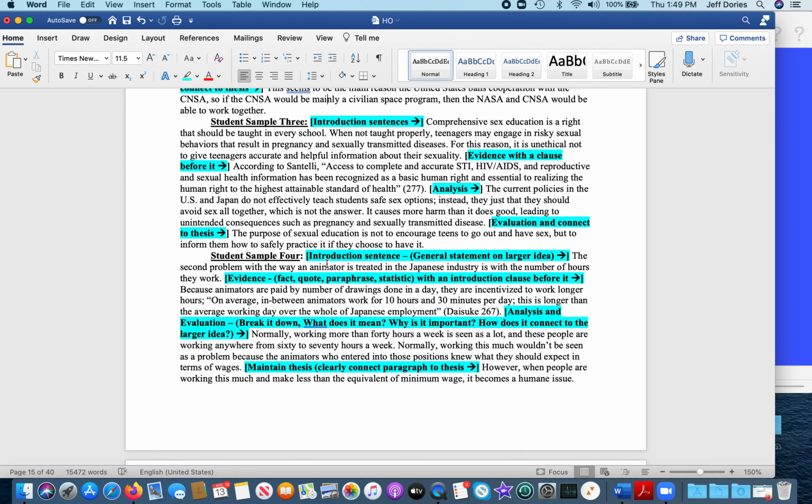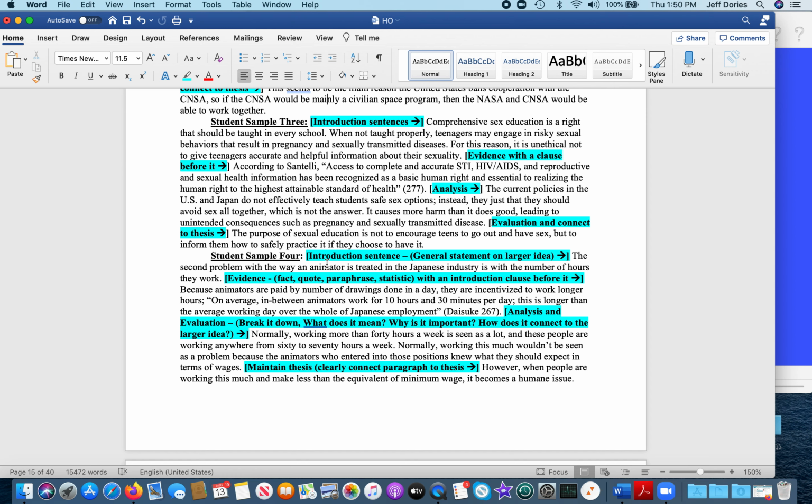Okay, now evidence. According to Centelli, so that's the clause or phrase leading into the evidence, and that's enough. You could just do something as simple as that. It doesn't need to be huge or long. Of course, you don't want to say according to the author in every paragraph. Vary it a bit. But that's as simple as the clause from you needs to be. The quote just can't be on its own.